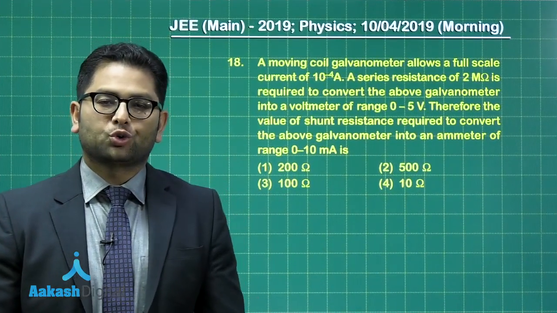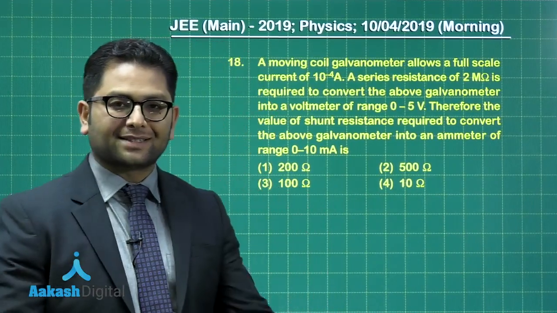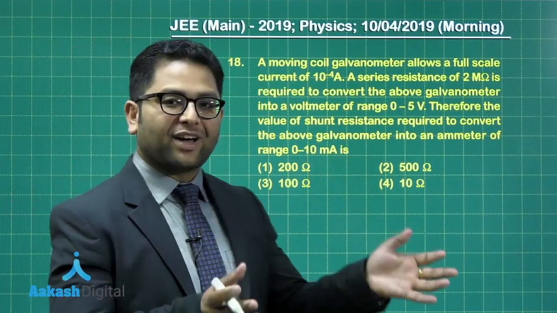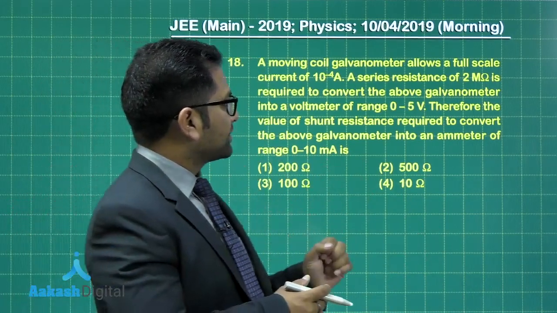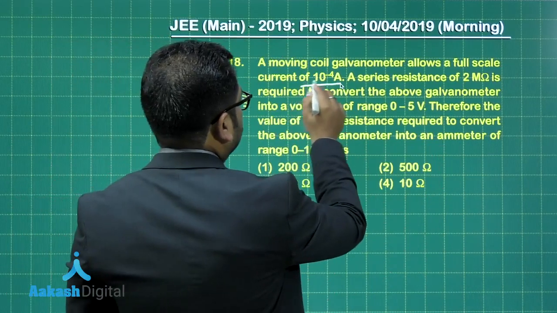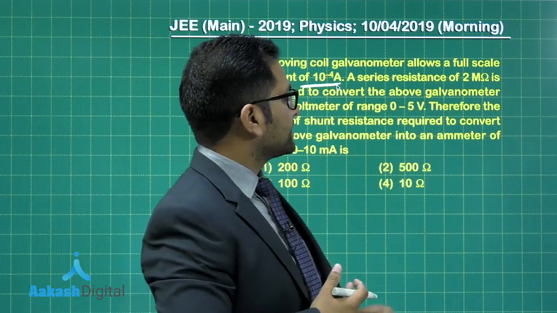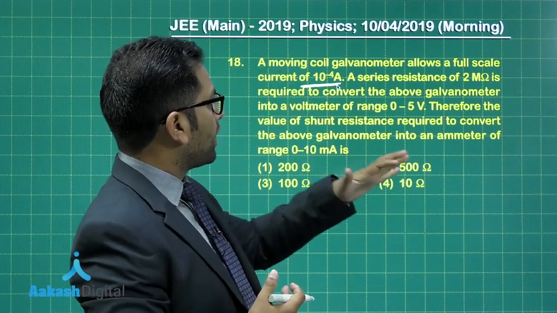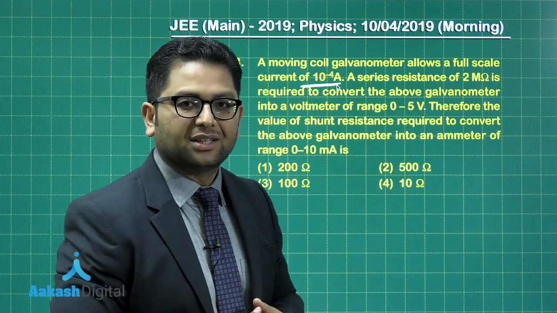All right, let's go to question number 18. This is again from experimental physics, conversion of a galvanometer into an ammeter or voltmeter. It says a moving coil galvanometer allows a full scale current of this. So that's the range of the galvanometer. A series resistance of 2 mega ohm is required to convert the galvanometer into a voltmeter of this much.